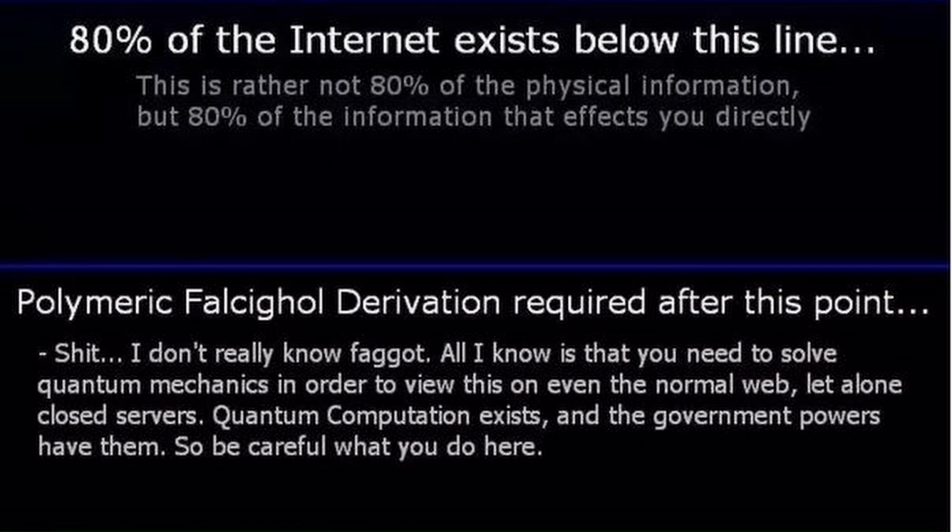But here's the neat part: you shouldn't trust this layers of the iceberg for several reasons, but I will name just one. It's to do with the Marianas web. This infographic says that the only way to access the Marianas web is to use something called polymetric falchigon derivation, and people all around the internet ask what this is. Nobody knows because it's not a real thing.